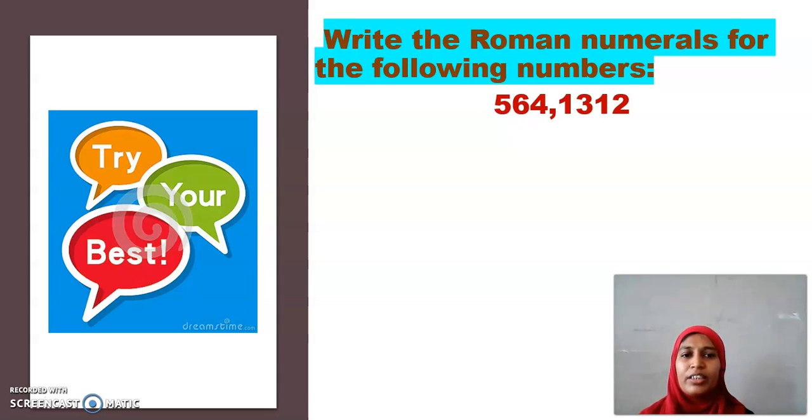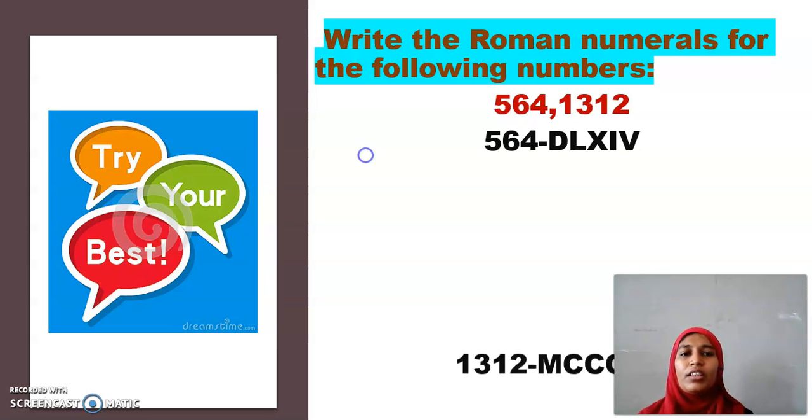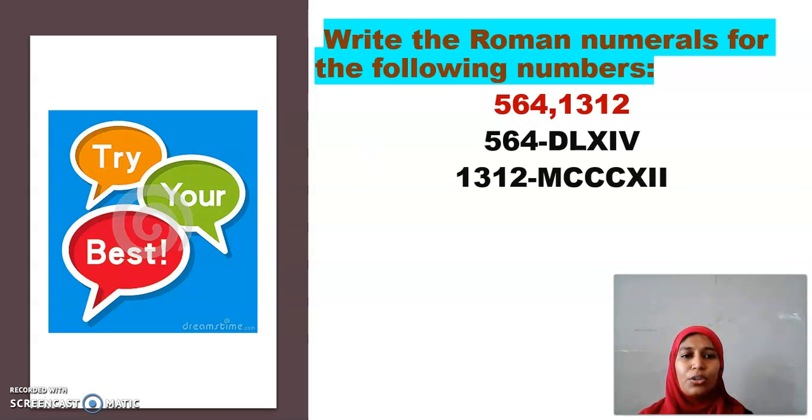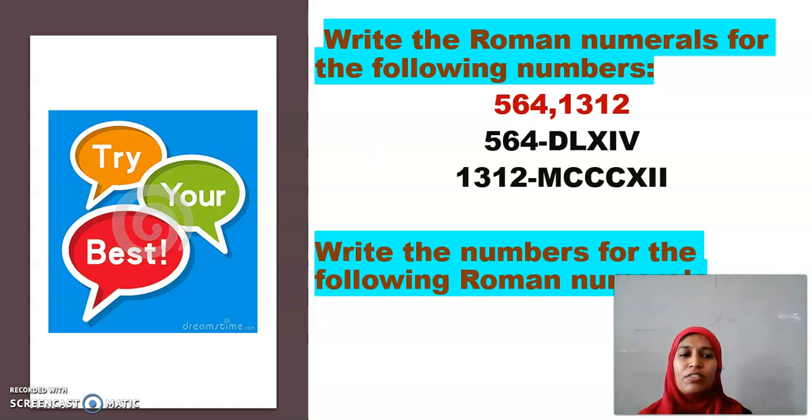Hope you have written the answer. Let us check the answer. 564 is written as DLXIV. 1312 is 1300, that is MCCC, and 12 is XII. Hope you have written the correct answer. Very good. Well done.